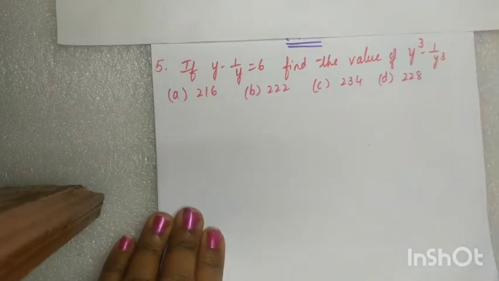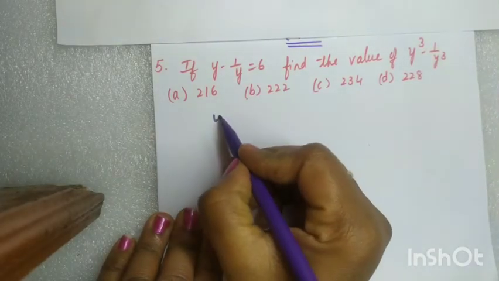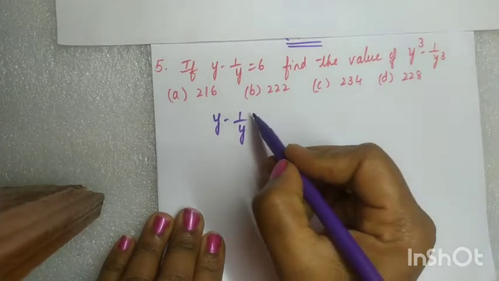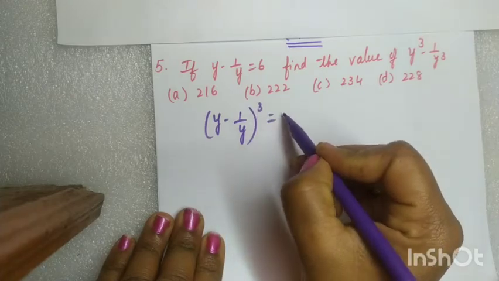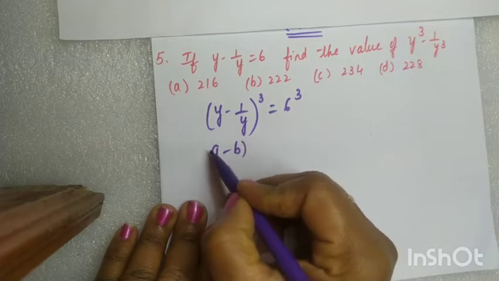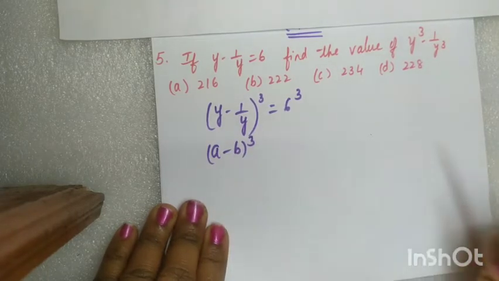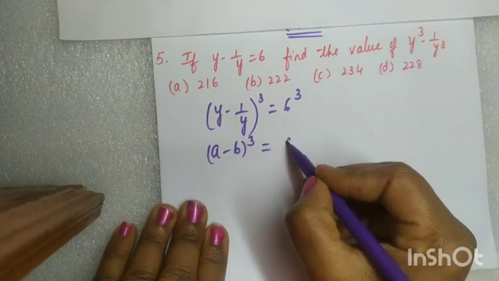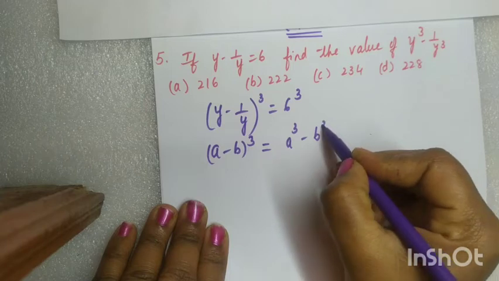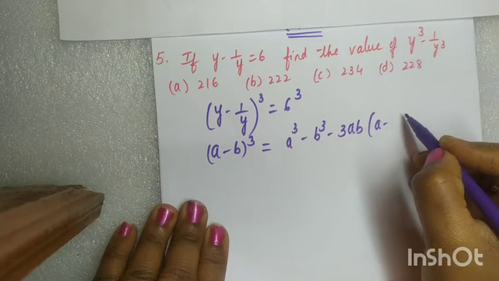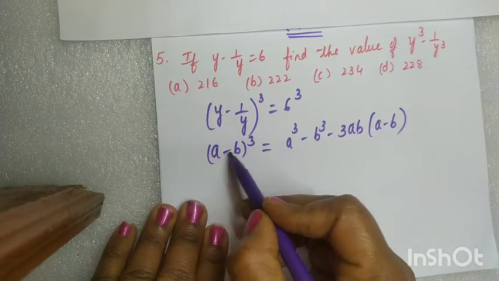This is based on the identities. So let us take y minus 1 by y. We want the cube, so we have to cube it on both the sides. It is a minus b the whole cube. This identity is not given in the list, so you have to remember this also. It is a minus b the whole cube is equal to a cube minus b cube minus 3ab into a minus b.